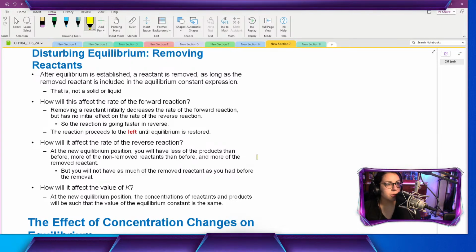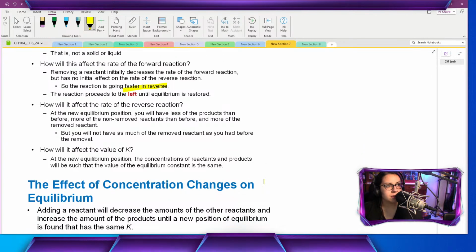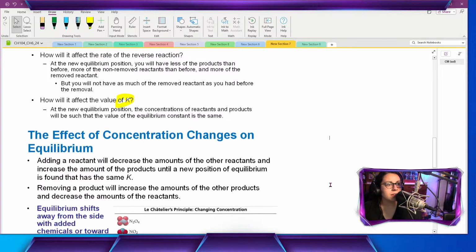And so again, you remove a reactant. If you remove a reactant, this would decrease the rate of the forward reaction, no effect on the initial reverse, but then overall it's going faster in reverse until, again, our equilibrium is established. And K is unchanged. So that's the other key, that your equilibrium constant is always the same at that temperature. So change the temperature, you change the constant, but we won't be doing that in this class.